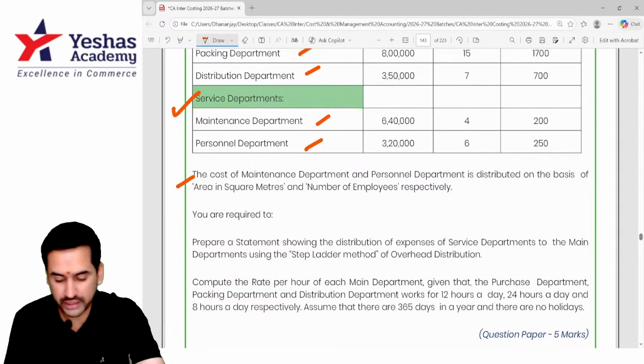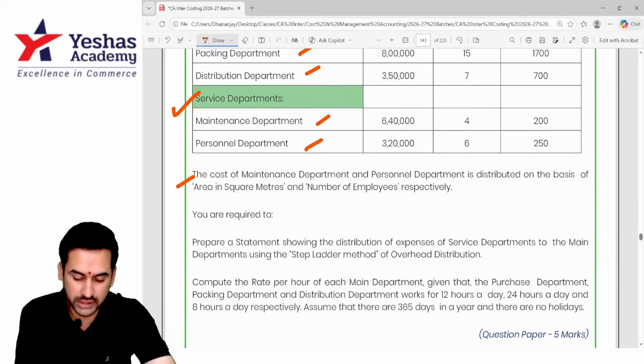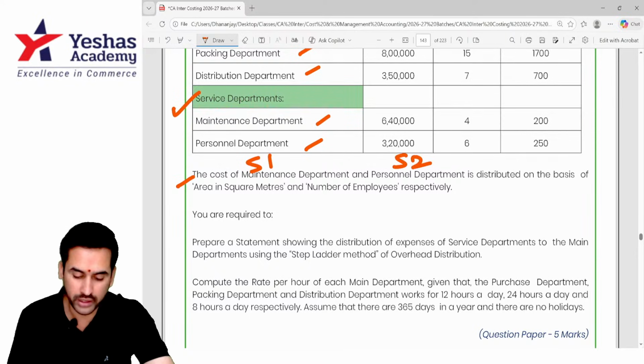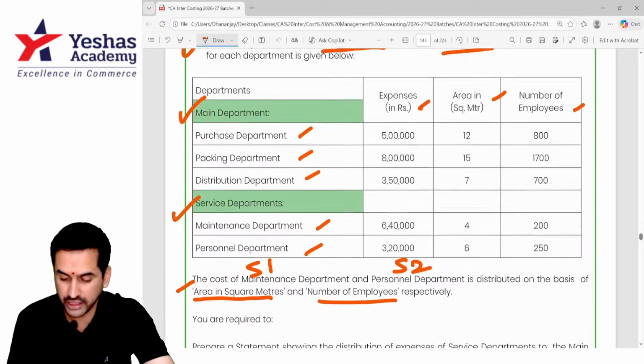The cost of maintenance department and personnel department, which is S1, S2, correct, is distributed on the basis of area in square meters and number of employees. Where is area in square meters?